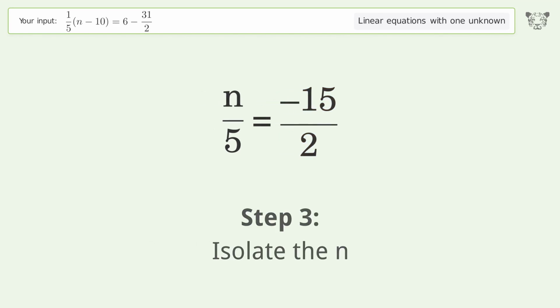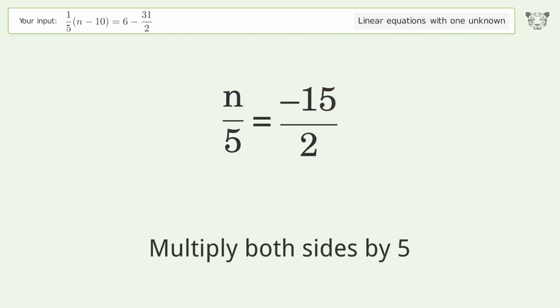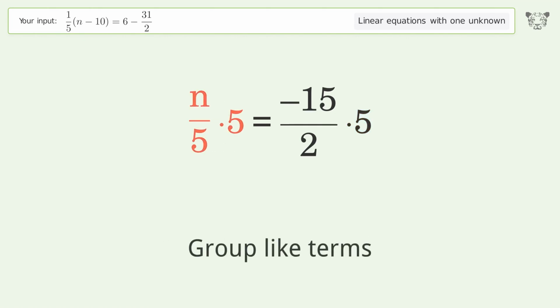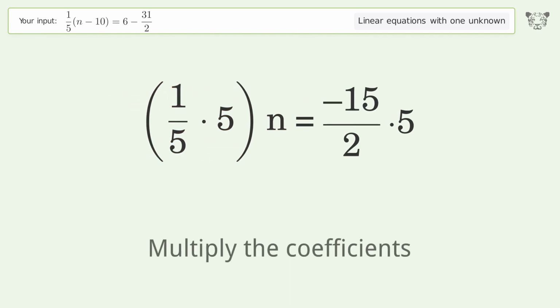Isolate the n. Multiply both sides by 5. Group like terms. Multiply the coefficients.